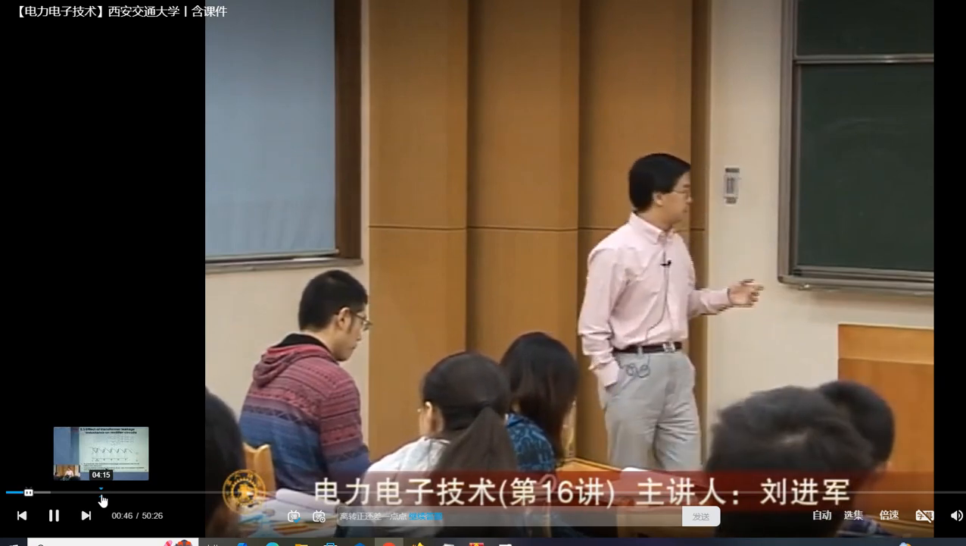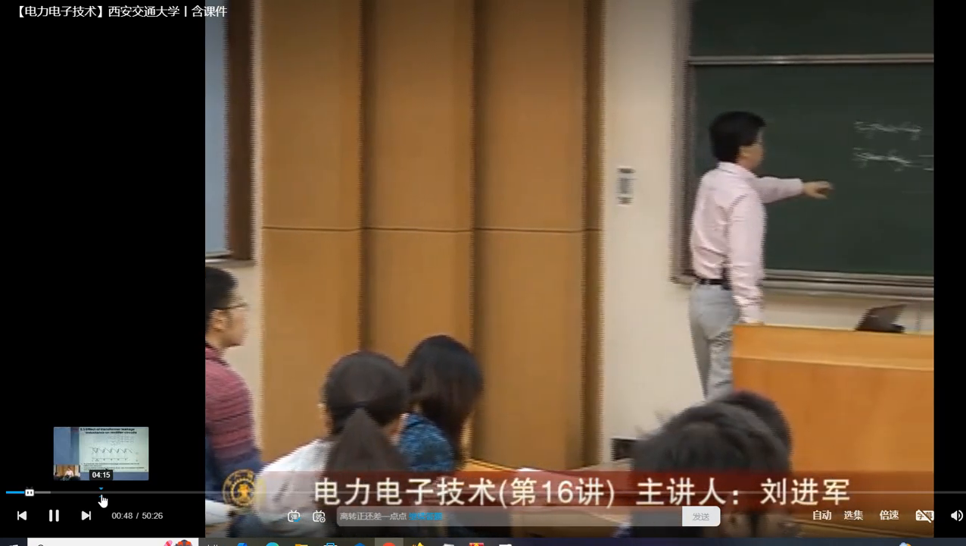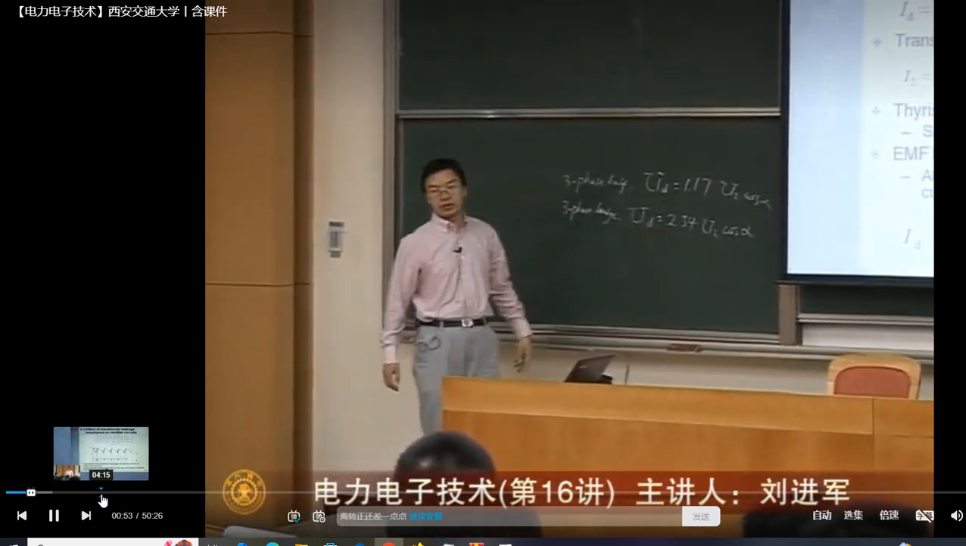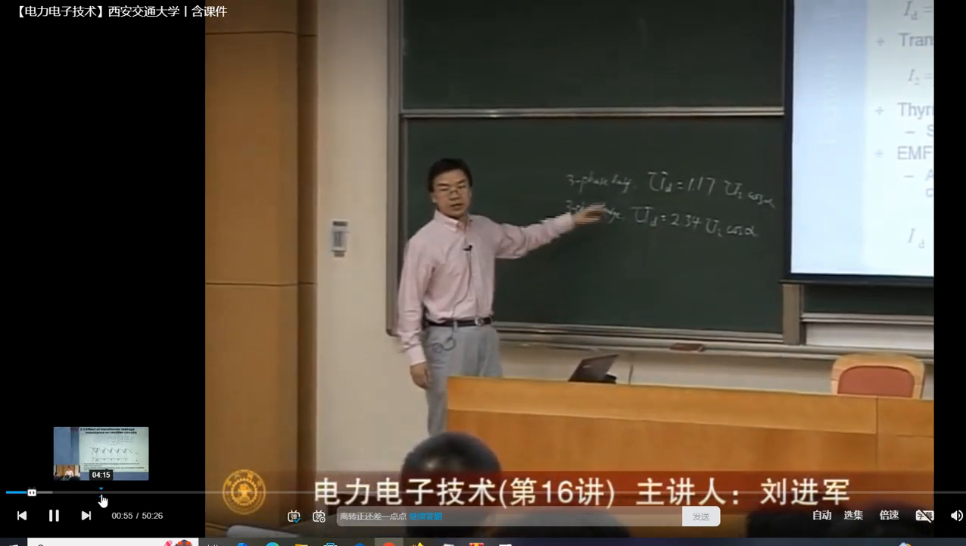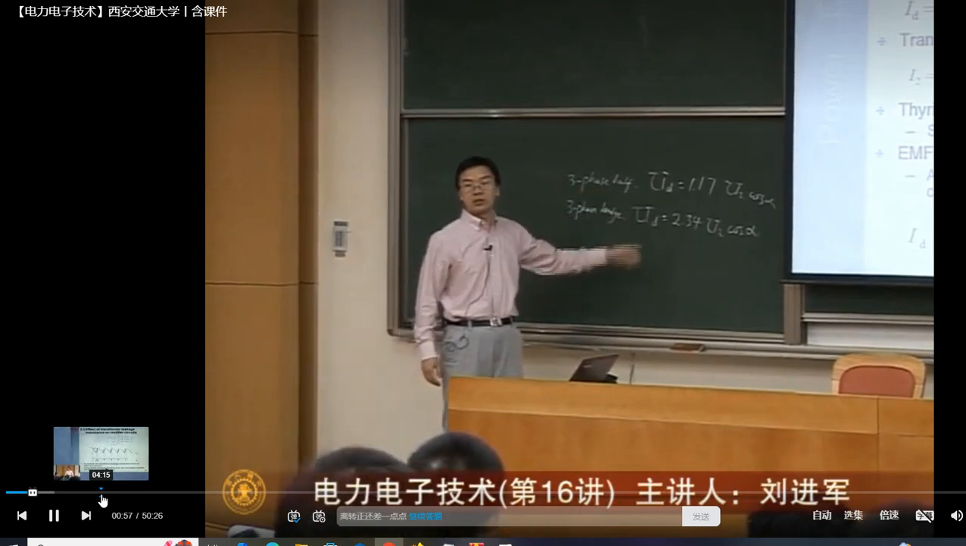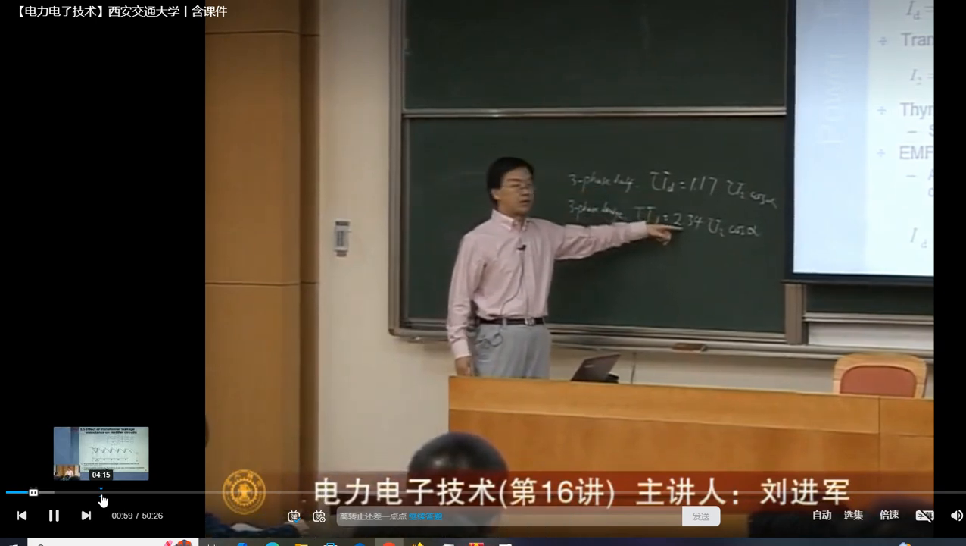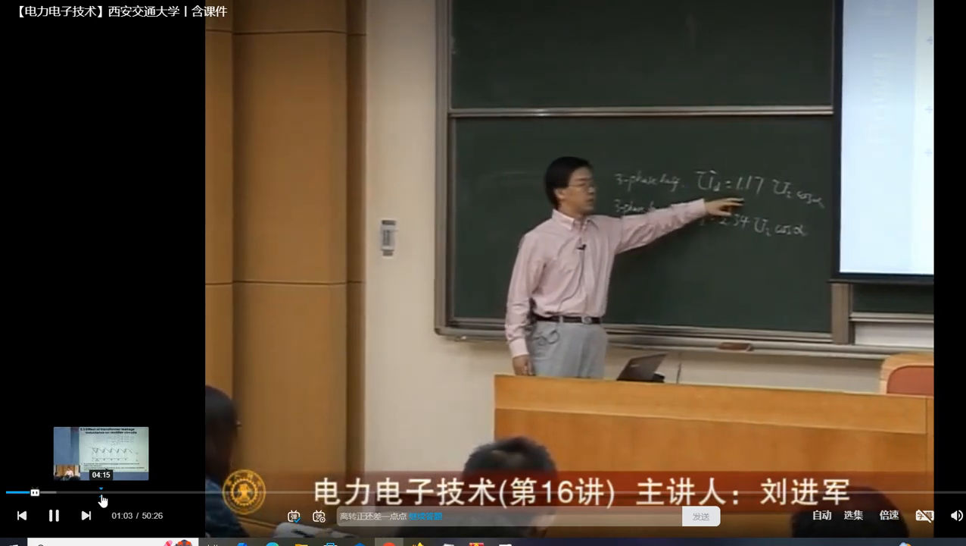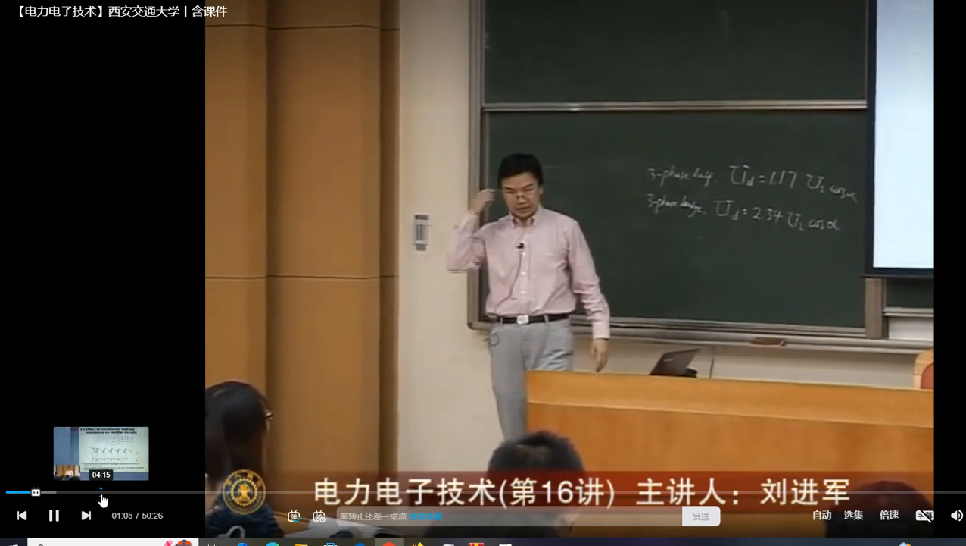Let's see, for three-phase bridge, the average output voltage should be equal to 2.34 U2 cosine alpha. And three-phase half wave, it is also easy to remember. That's the half of this 2.34. That should be 1.17 U2 cosine alpha.